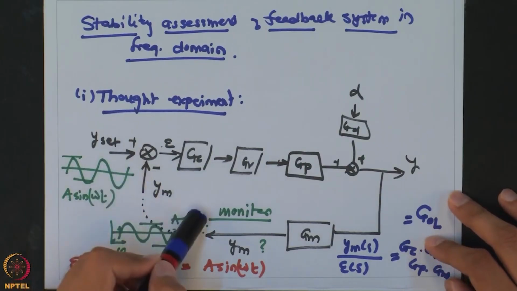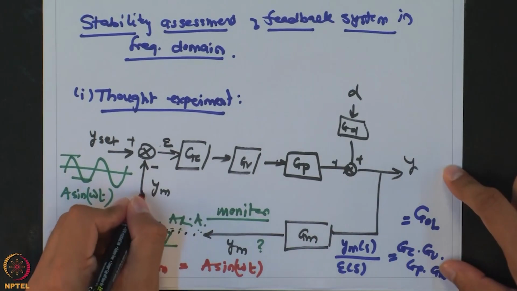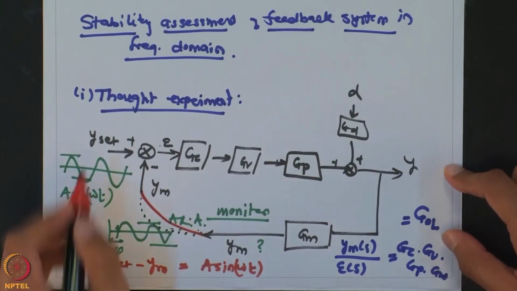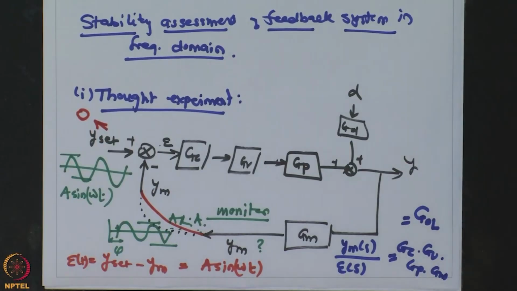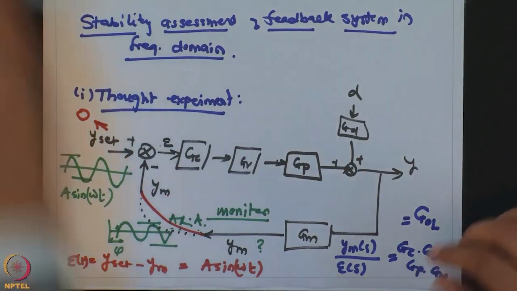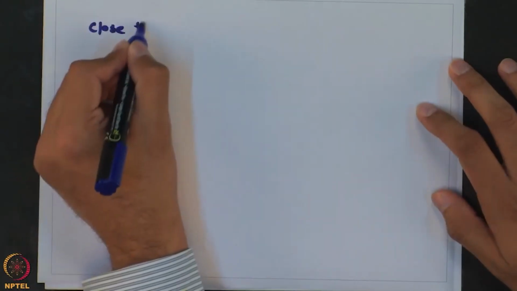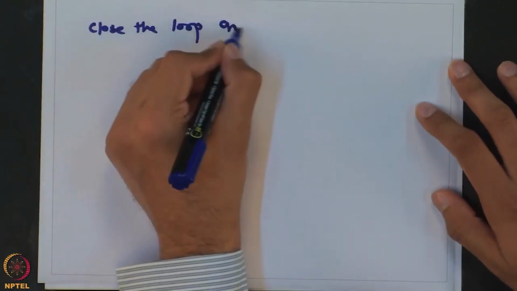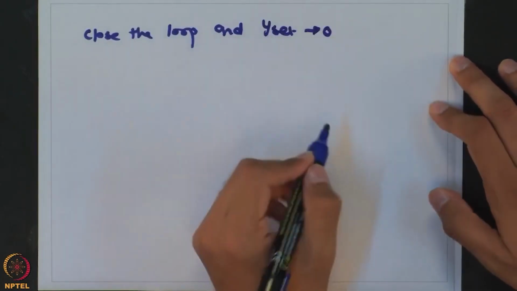that frequency, you now close the loop. So, at that particular point we are going to close the loop and we are going to make it 0. So, what we are going to do is close the loop and y set goes to 0.